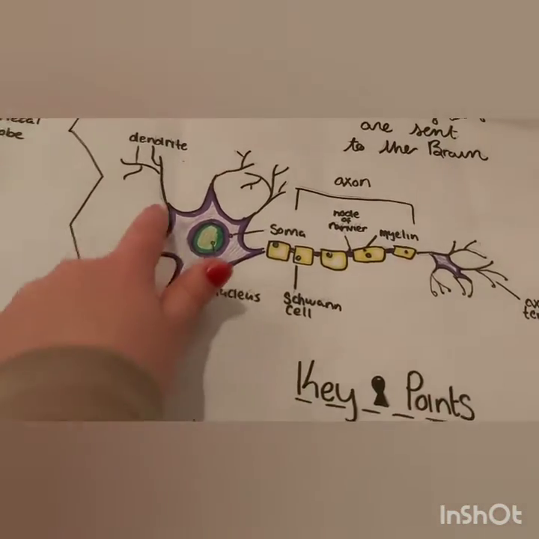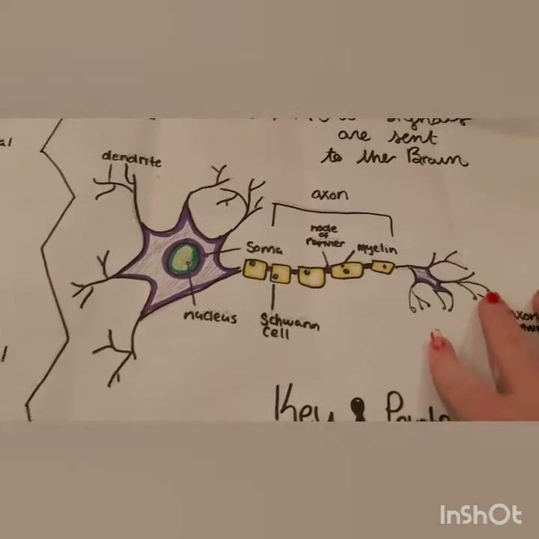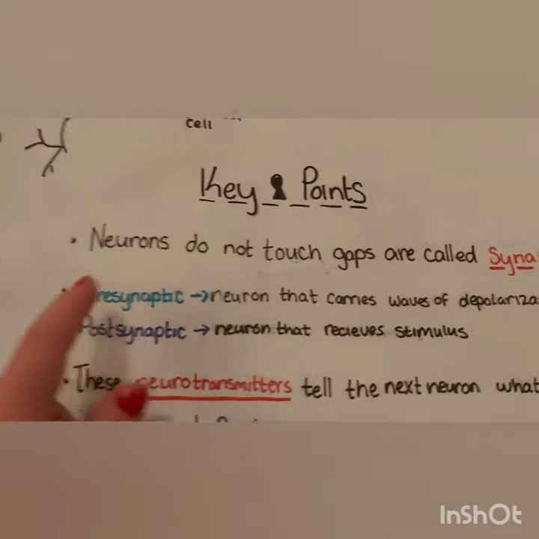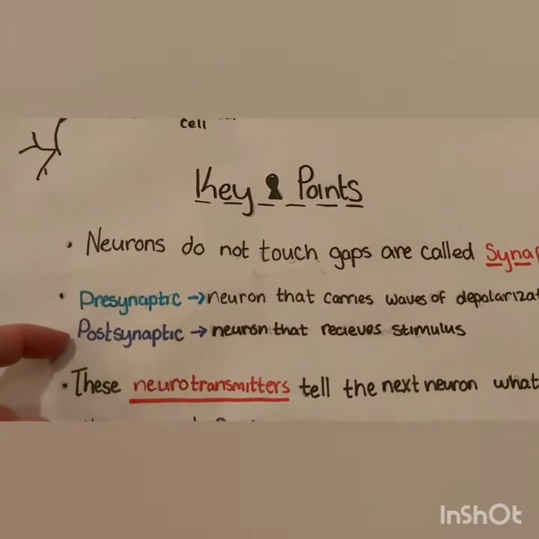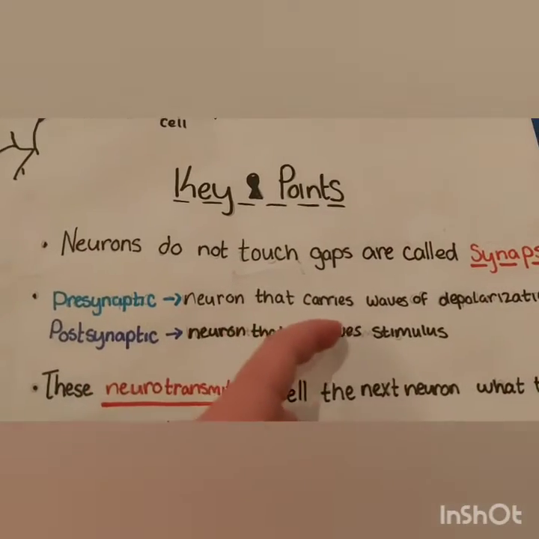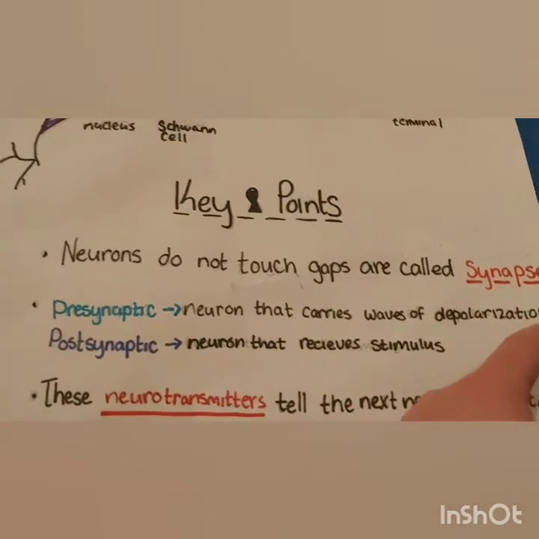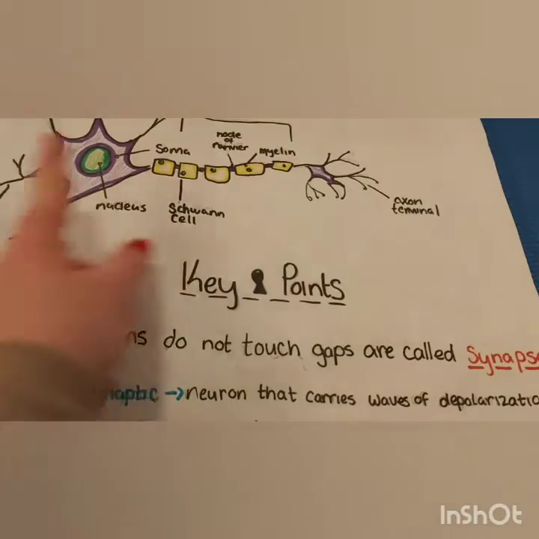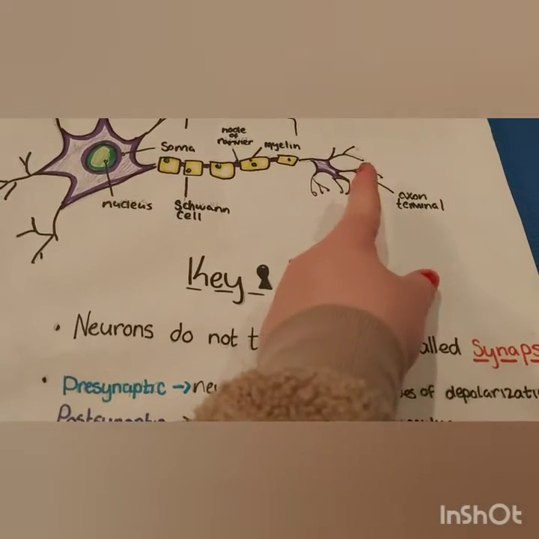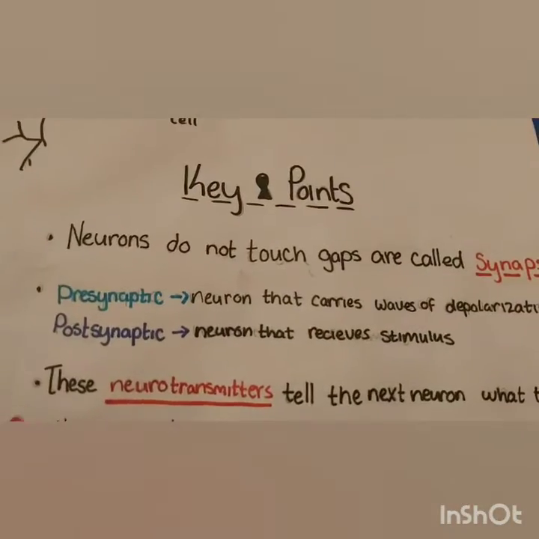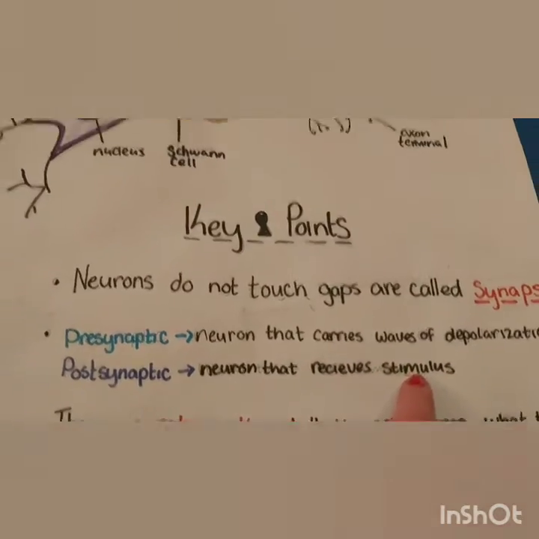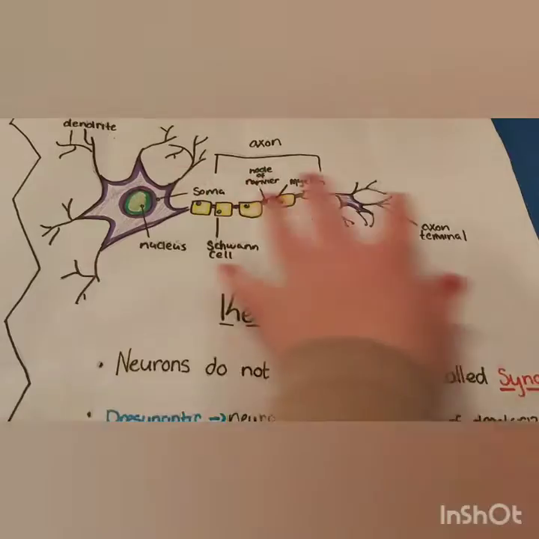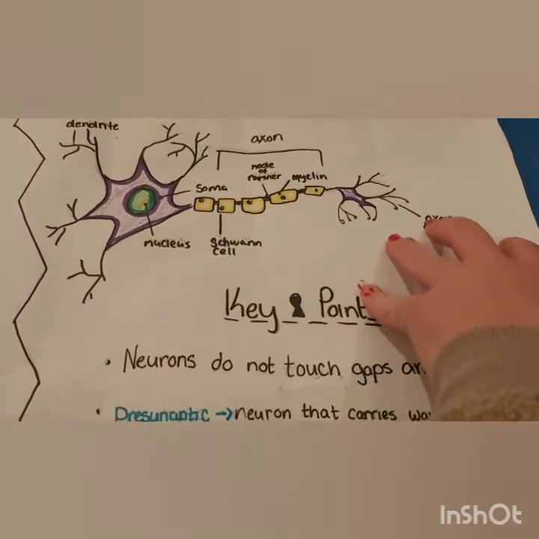And then the dendrites on the other side of the next neuron pick up the information, which leads us to presynaptic and postsynaptic. The neuron that carries the wave of depolarization is called presynaptic. The axon terminal, which has carried the impulse, is called presynaptic. The next neuron that receives the stimulus is called postsynaptic. So the neuron on the other side, the dendrites, are postsynaptic.